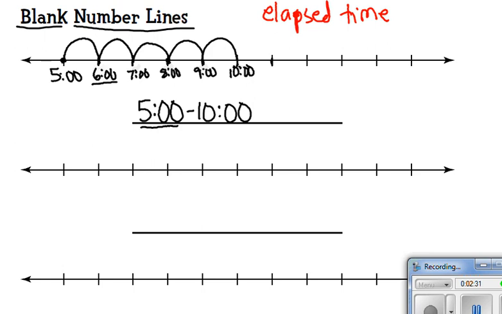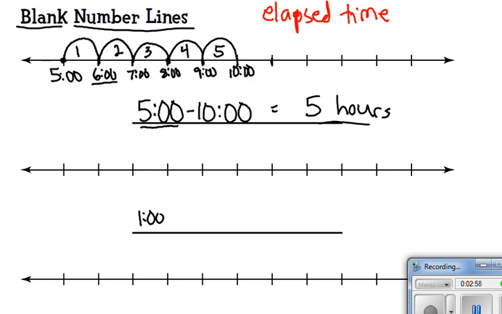Now, what we can do is count each of these humps as a time interval. This was 1 hour. That was a second hour, a third hour, a fourth hour, a fifth hour. So our time interval is 5 hours. Go ahead and put in 5 hours right there. And let's take a look at our next one.